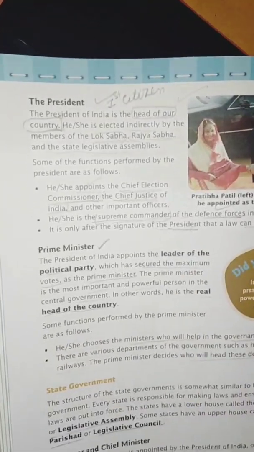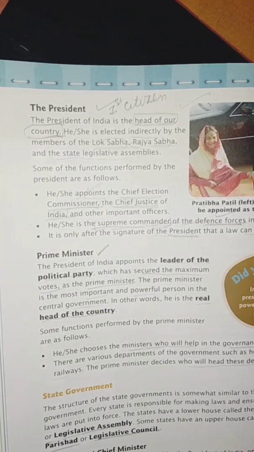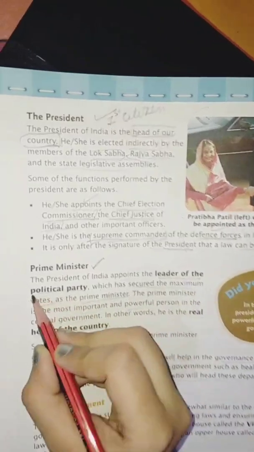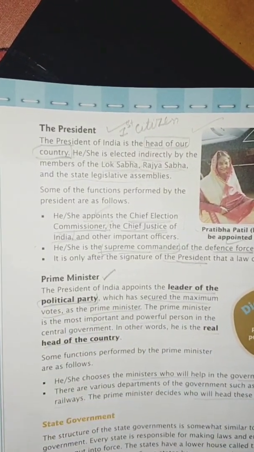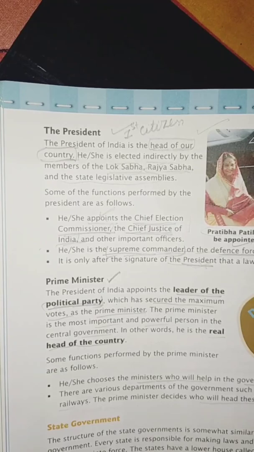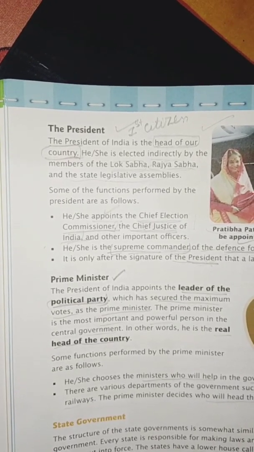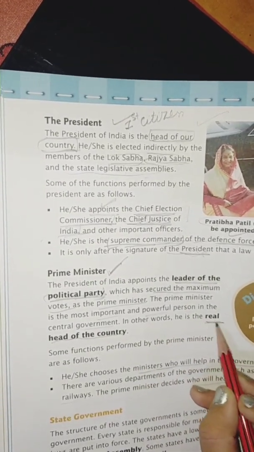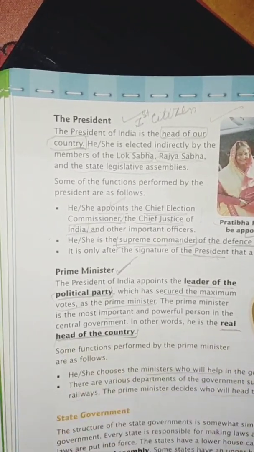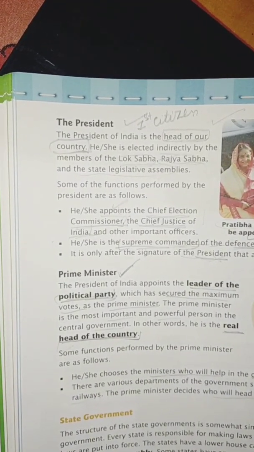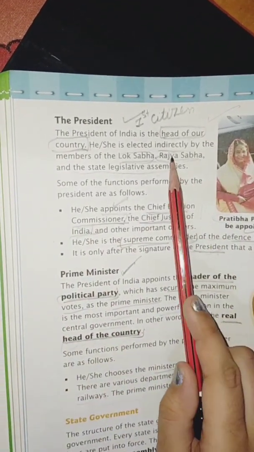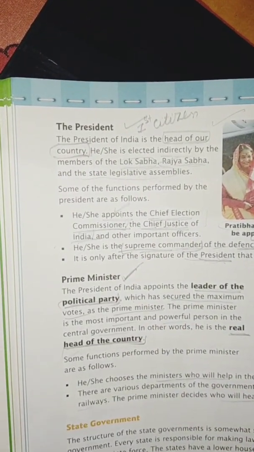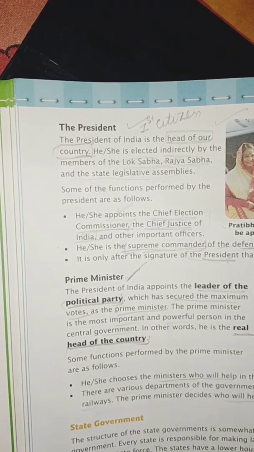Moving further, if we talk about the prime minister, the prime minister is definitely appointed as the leader of the political party. The political party that gets the maximum votes in the election, and their leader becomes the prime minister, definitely. So in other words, he is also known as the real head of the country, but actually the head of our country is considered to be the president. Okay, so what are the main functions performed by the prime minister?